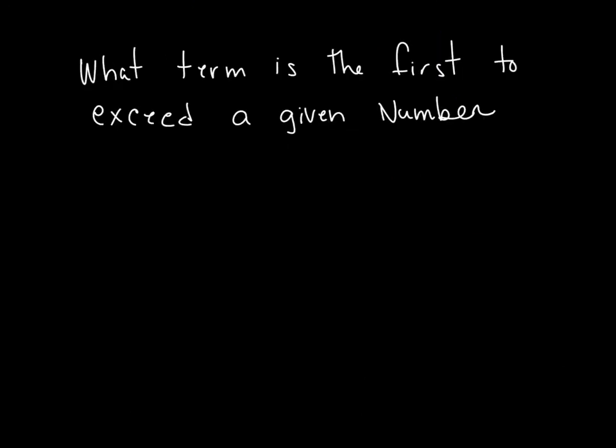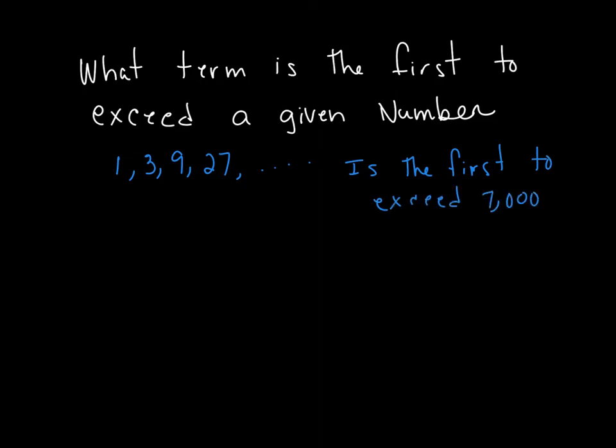All right, so what term is the first to exceed a given number? If I'm given a series of numbers, say the geometric sequence 1, 3, 9, 27, I want to know what term is the first to exceed 7,000. Let's label them: this would be A1, A2, A3, A4.